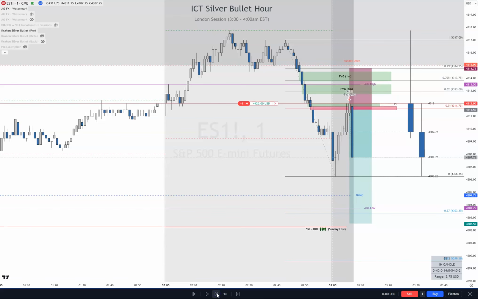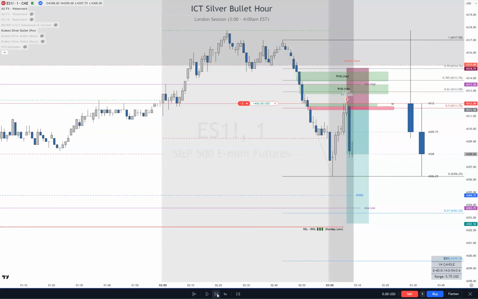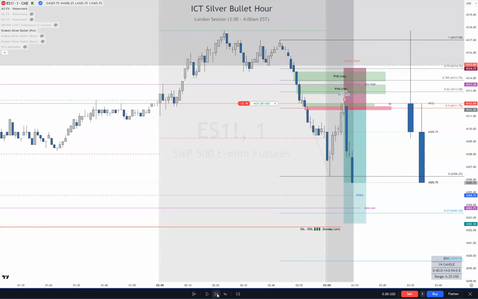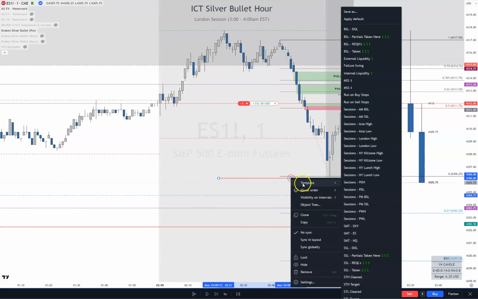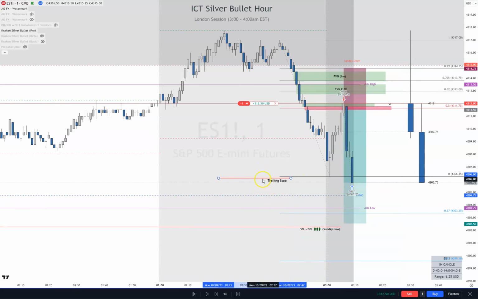So let's go here. Oh, that's good right there. I don't need a candle close. Perfect. All right, so I can buy one right there. Where would I move my stop? I would trail my stop. Let's put that on there. My trailing stop would be right here.